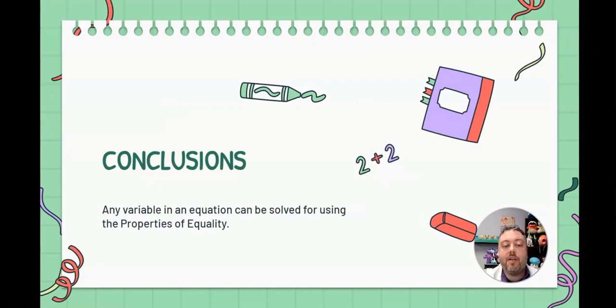So, as you can see, we can solve for any variable. As long as we know our properties of equality, we can use them to solve for anything, any variable that's inside that equation. Also, did you notice how it sort of looks like how you might solve for literal equations? Yeah, there's a lot of overlap with some of our algebra skills.